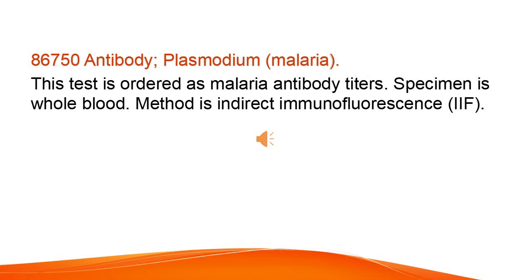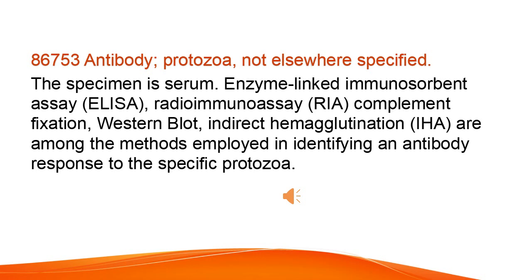Antibody, Plasmodium, malaria. This test is ordered as malaria antibody titers. Specimen is whole blood. Method is indirect immunofluorescence, IIF. Antibody, protozoa, not elsewhere specified. The specimen is serum. Enzyme-linked immunosorbent assay, ELISA, radioimmunoassay, RIA, complement fixation, Western blot, and indirect hemagglutination, IHA, are among the methods employed in identifying an antibody response to the specific protozoa.